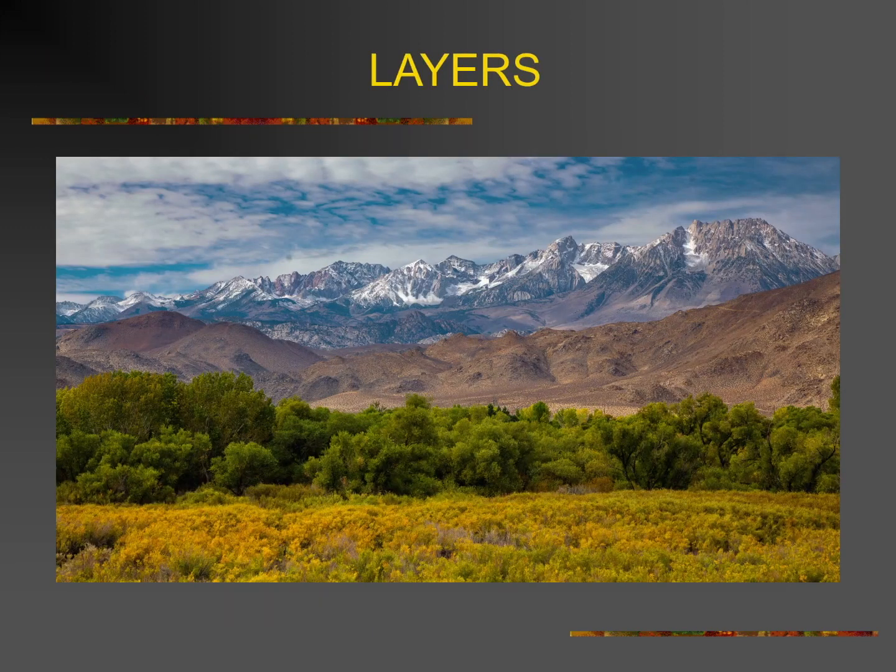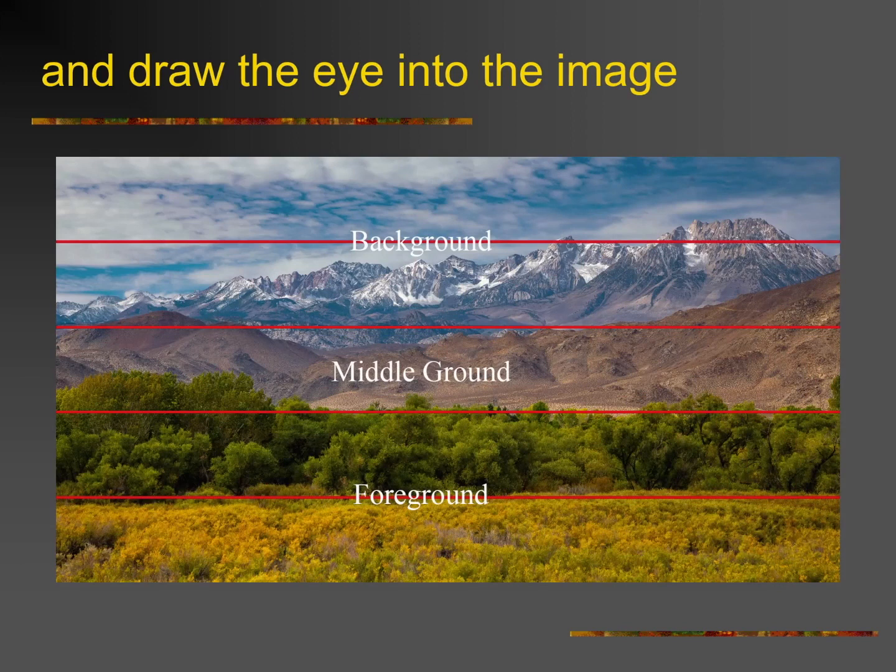You can find layers almost everywhere in landscapes, and there are usually at least two, the earth and the sky. Here's an example of how you can use layers to draw the eye into an image and create an impression of depth. Oftentimes we talk about having a strong foreground, middle ground, and background as a means of drawing the eye into the image.